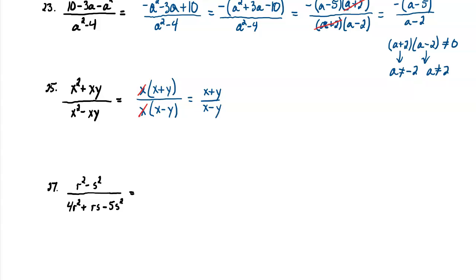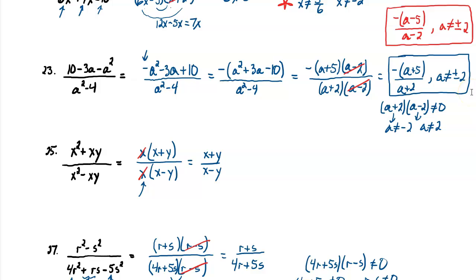Okay, now we're going to do the restrictions. Write down the factored form of the denominator and say that it cannot be equal to 0. Then separately deal with each factor. X cannot be equal to 0, and the x minus y cannot be equal to 0. In the second case, you can add y to both sides, discovering that x cannot be equal to y.